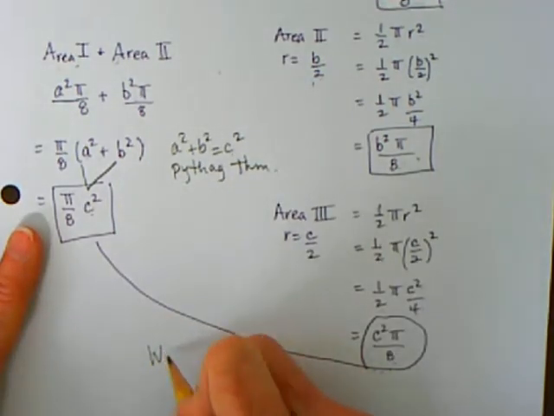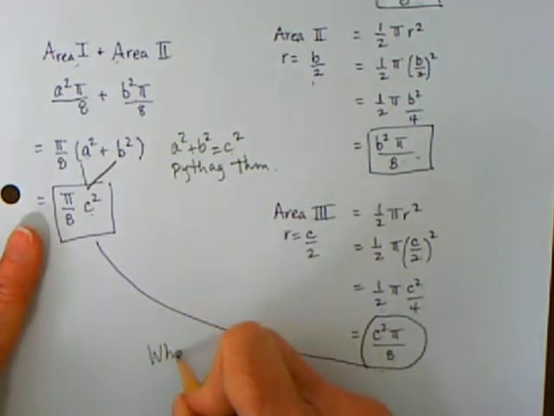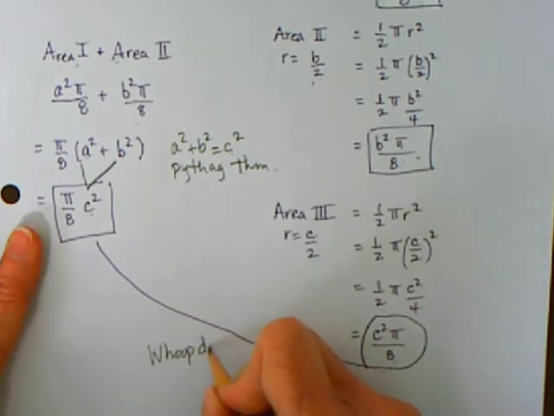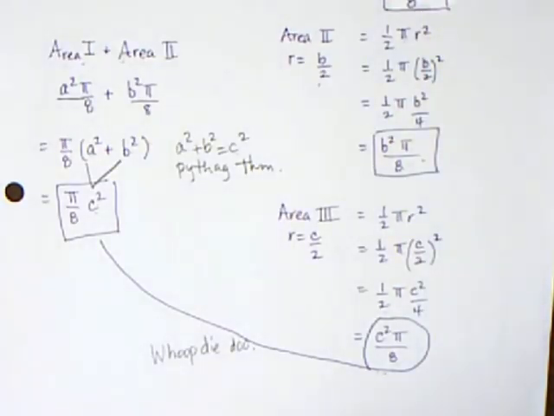Whoopee. I don't know how to spell whoopee. I won't even try. I'll say whoop-de-doo. All right, I'm done. I should quit. I've been doing this too long.